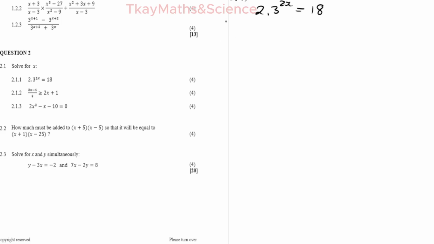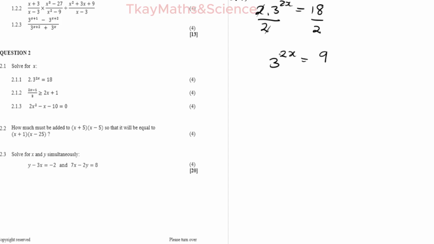So since we are solving for x, let's just leave the terms with x here. We isolate it. Since it's a multiplication, we can divide this side by 2 and that side by 2. So these 2s cancel. The remainder is going to be 3 to the 2x, then 18 divided by 2, we get 9.